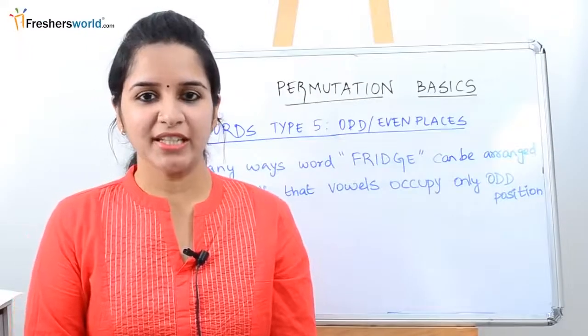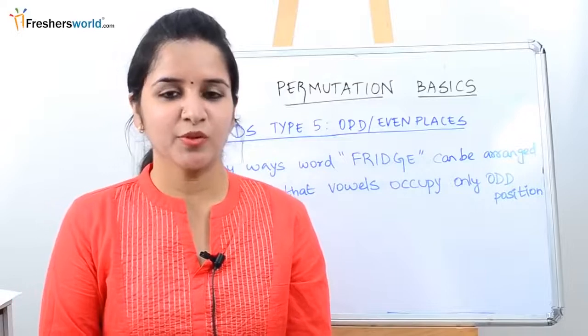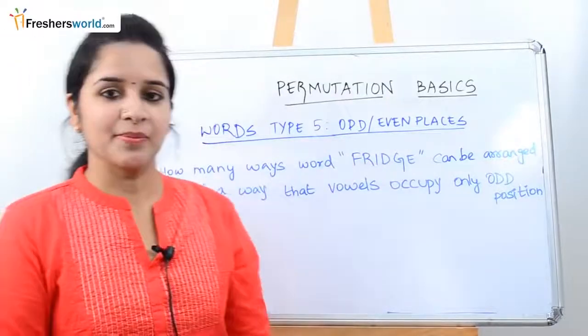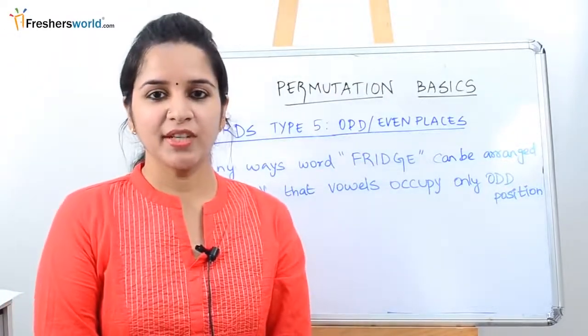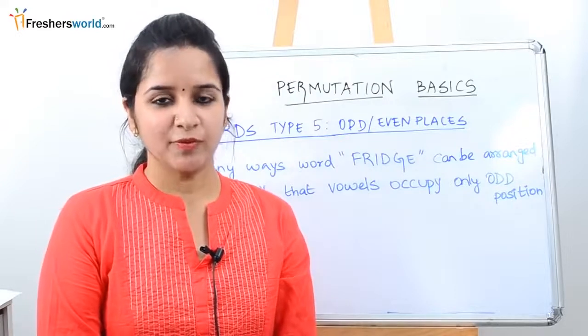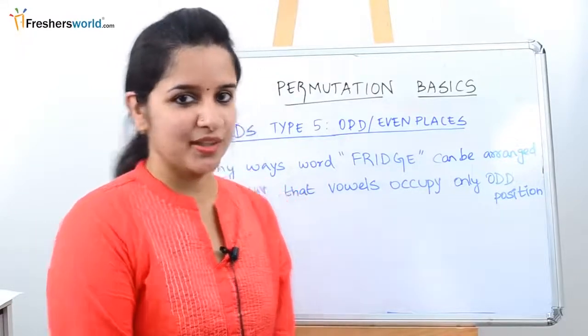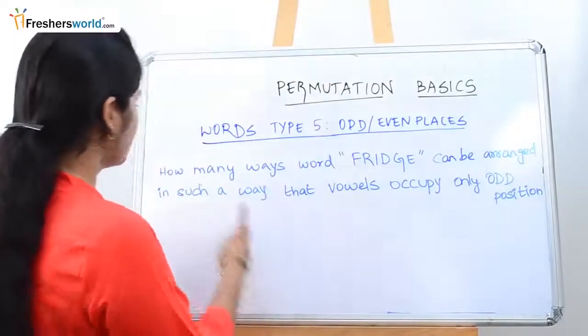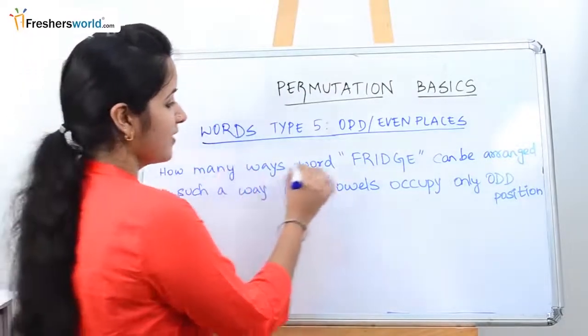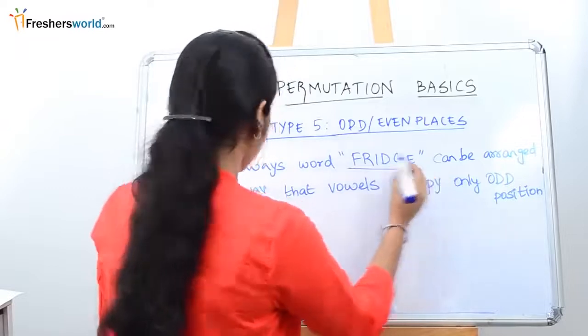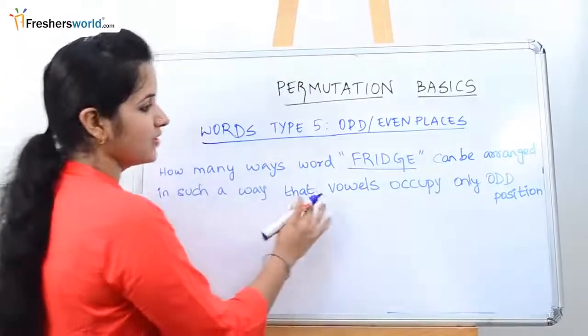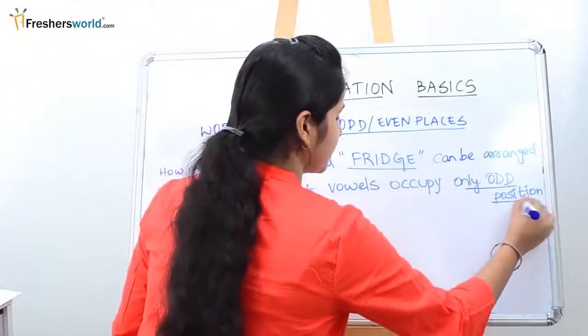Today, we are going to deal with a type of permutation sum, which is odd and even places. In our previous videos, we dealt with different types of permutation sums that you can face in an aptitude exam. This is a continuation of it. So let's get started. The question is, how many ways can the word fridge be arranged in such a way that vowels occupy only odd positions?